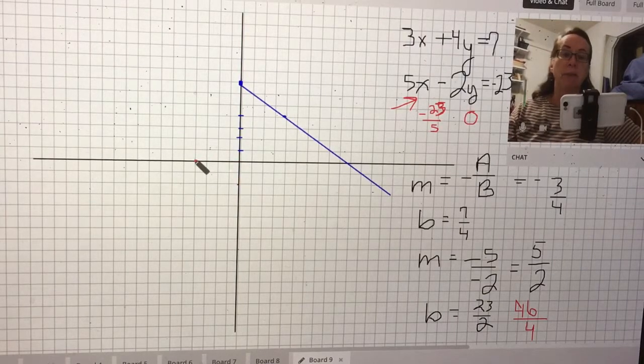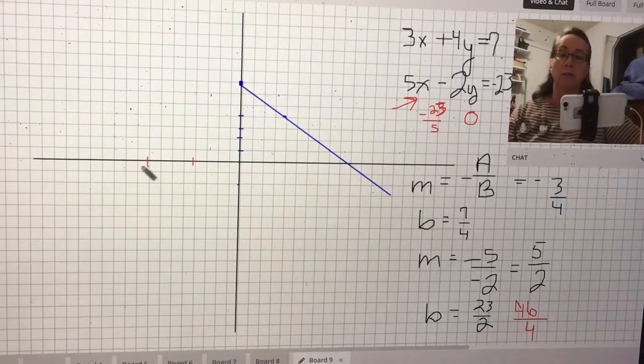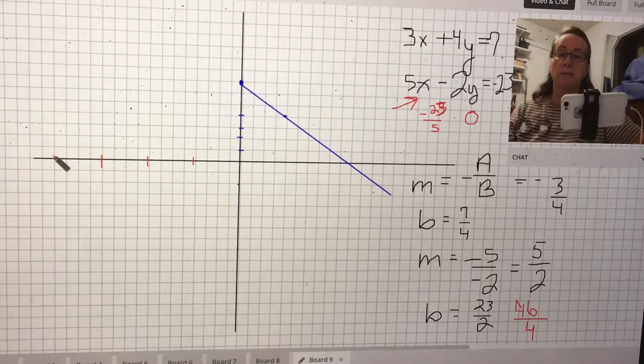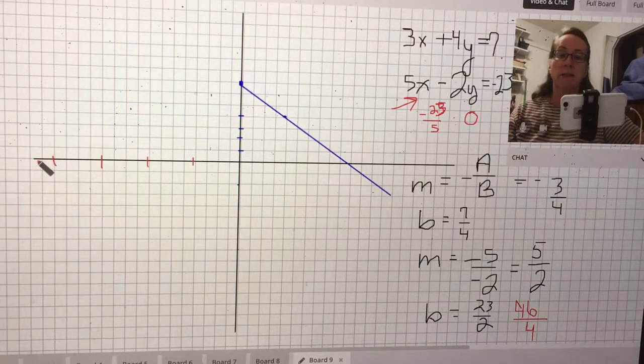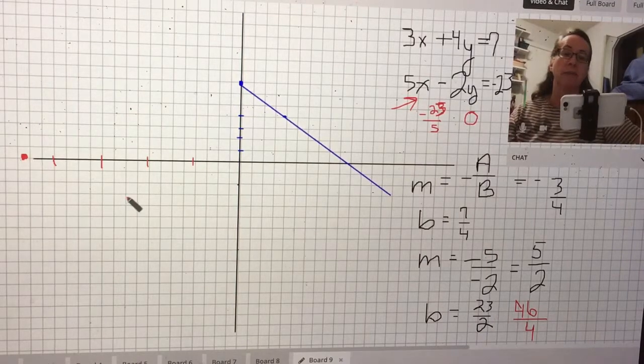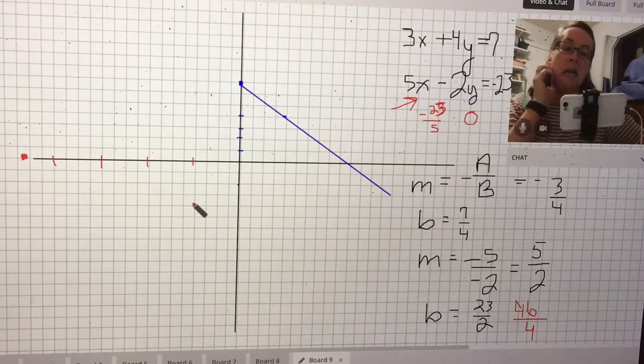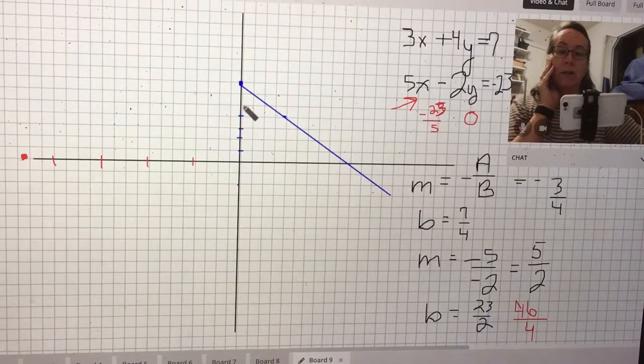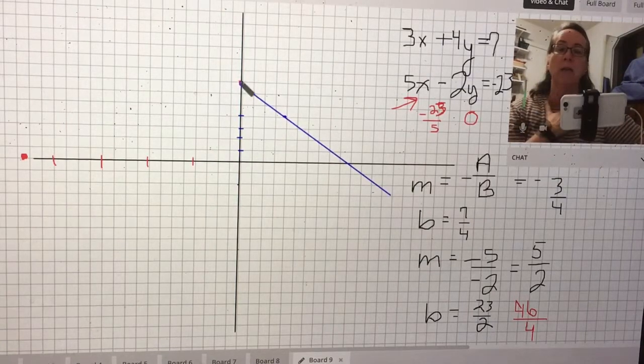But this is negative 1 and negative 2, negative 3. So basically I have to go 1, 2, 3, 4. That's a 1. 1, 2, 3, 4. That's a 2. 1, 2, 3, 4. That's a 3. 1, 2, 3, 4. That's a 4. And I've got to have 3/5 more. So we'll put it about there, although that's not quite accurate. Okay, because everything's in fourths. It's a little hard.